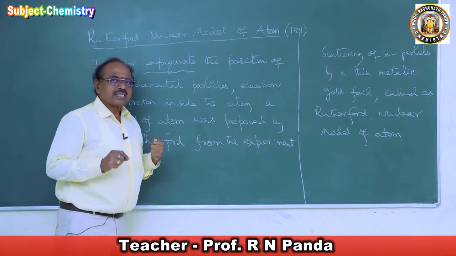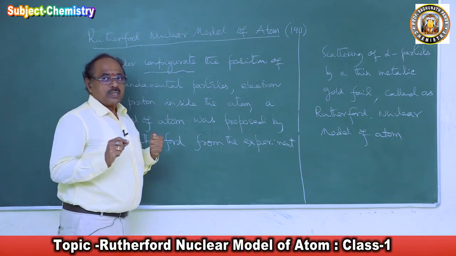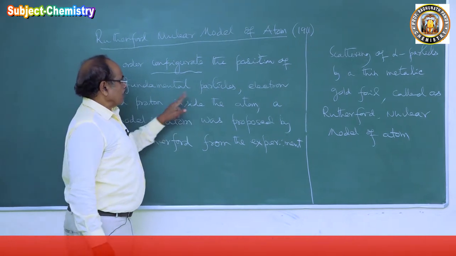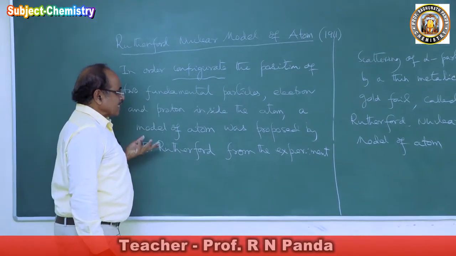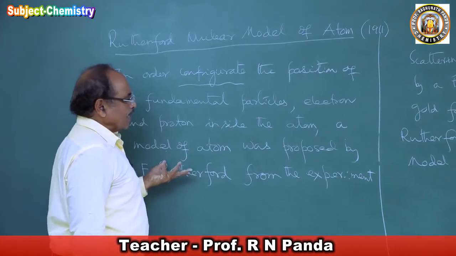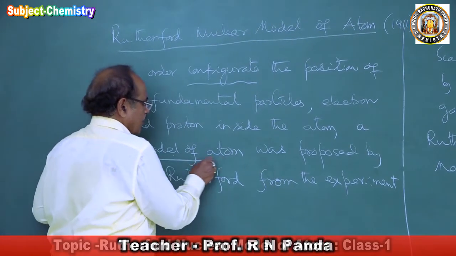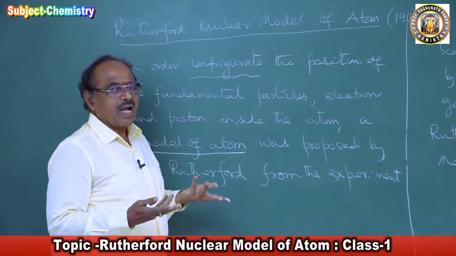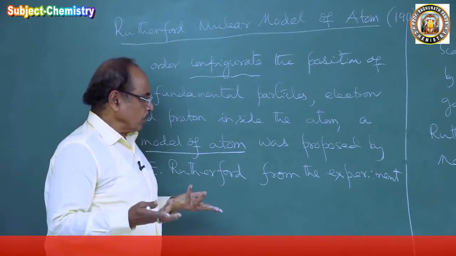The neutron was discovered in 1932. So only two fundamental particles were known during that time, the electron and the proton. Inside the atom, a model of the atom was proposed. He thought about how things are arranged inside the atom. So that is called the model.